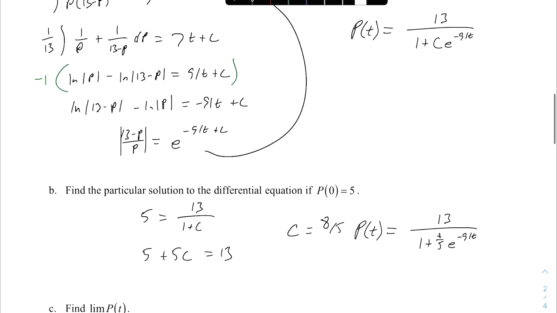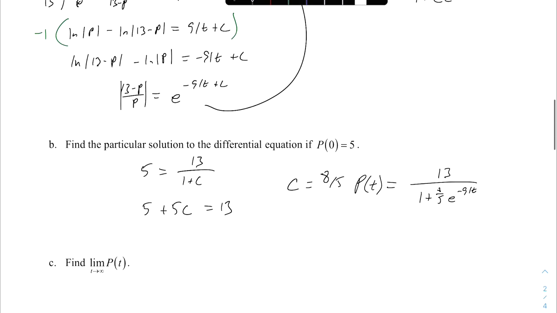Find the limit as t approaches infinity. Well, as I approach infinity, this e to the -infinity might as well be 0 since it's 1 over e to the infinity. So that is 0. So I have 13 over 1, which is just 13.